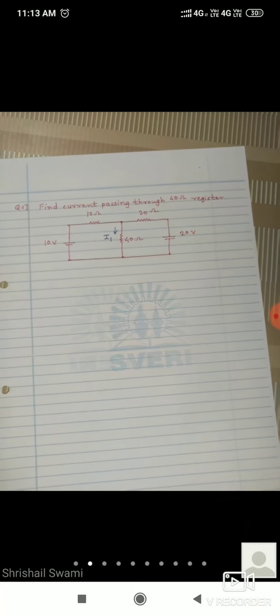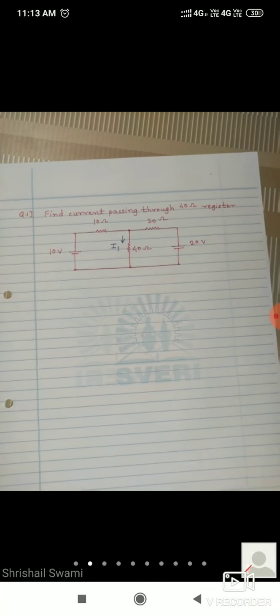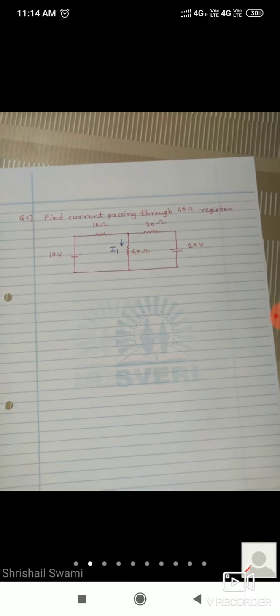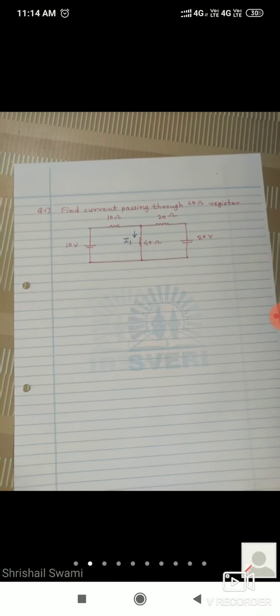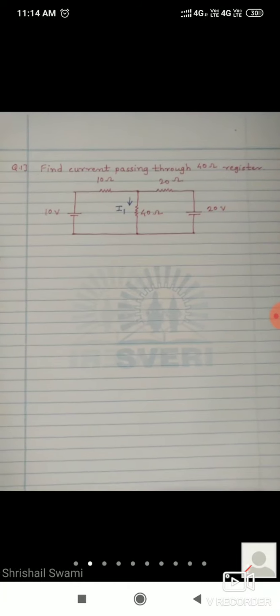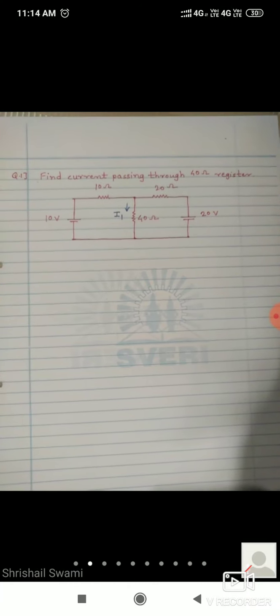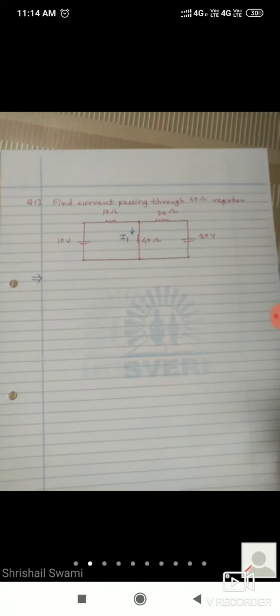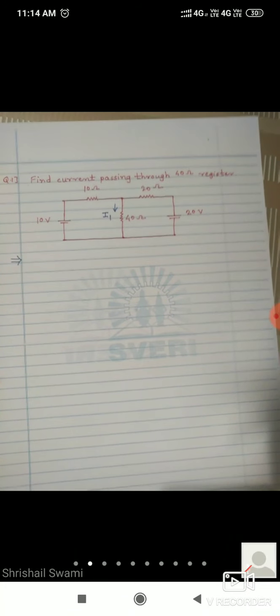The circuit is given. Please observe. Everyone observe the circuit. काय फाइंड आउट करायला सांगितले ते बघा. काय दिलंय सर्किट मध्ये ते बघा. Okay, now we start to solve the problem. Find the current passing through the 40 ohm resistor.